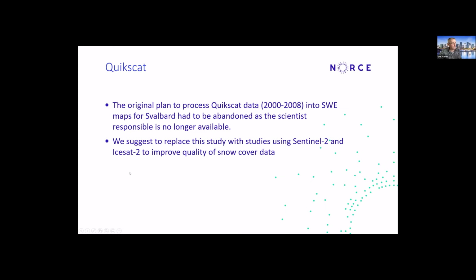As I said, according to the original plan, we were planning to process the QuikSCAT sensor on board a NASA satellite called SeaWinds into snow water equivalent maps over Svalbard, based on a retrieval method we have developed over some years. But we had to abandon this idea since the scientist responsible is no longer available. Instead, we suggest to replace these studies with data using Sentinel-2 and ICESat-2 to improve the quality of the snow cover data.